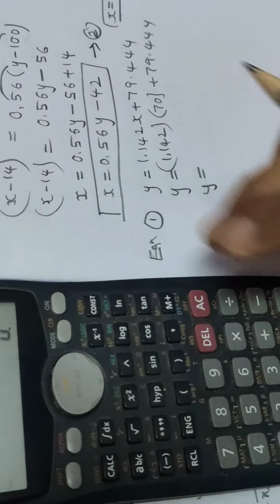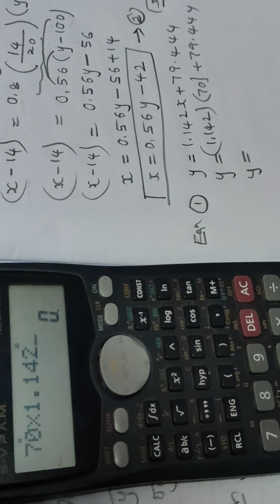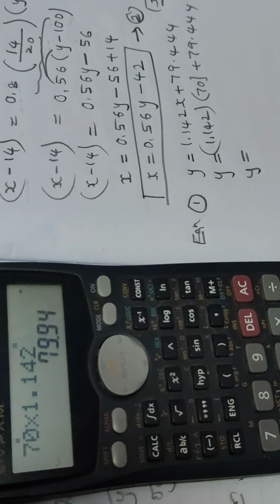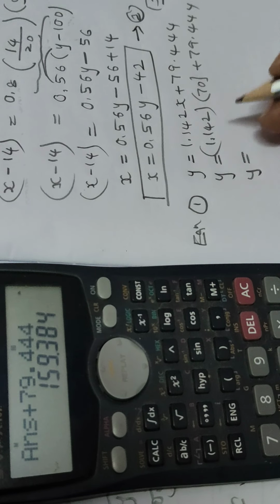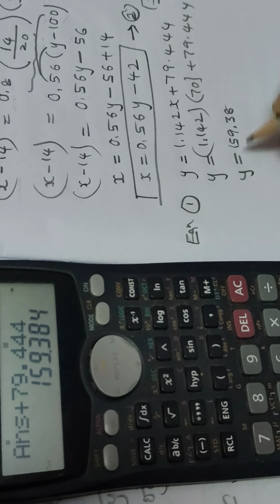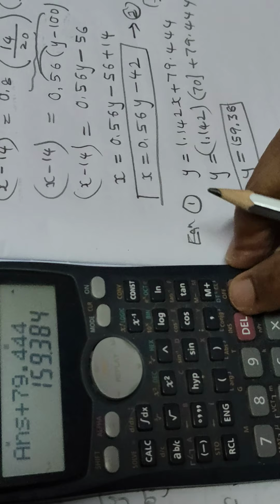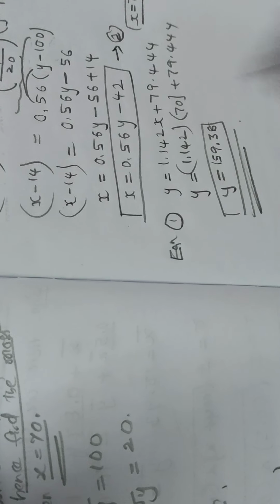I want the value of y ultimately, so I'll do it: 70 into 1.142 plus 79.444 gives you around 159.38. So this is the value of y when x is equal to 70. I hope you got it. Thank you.